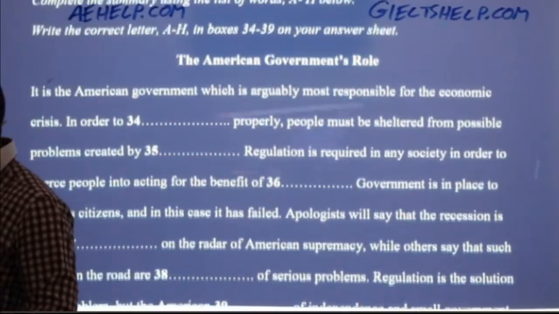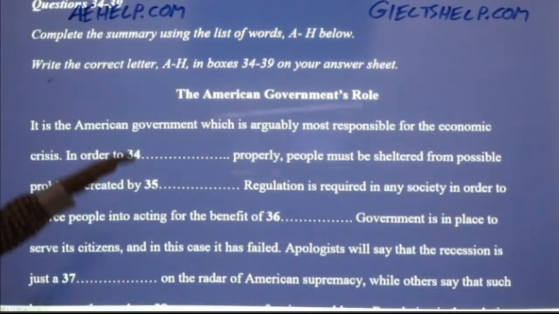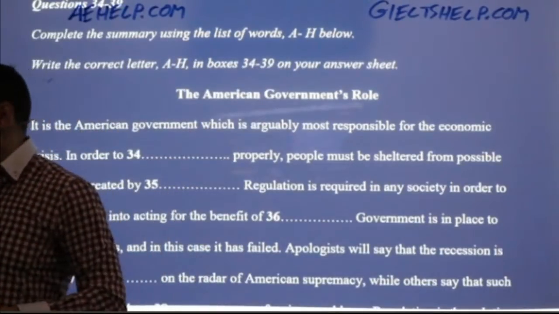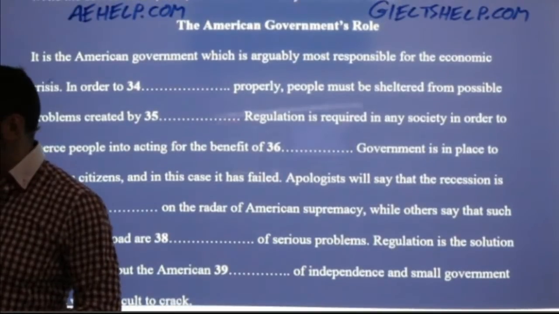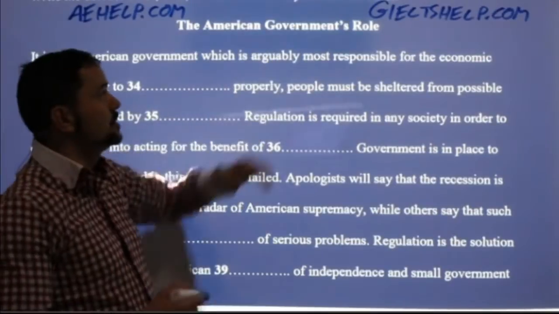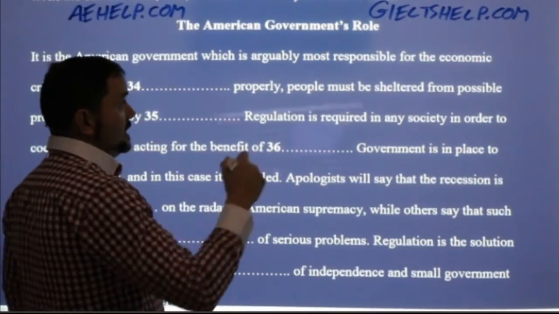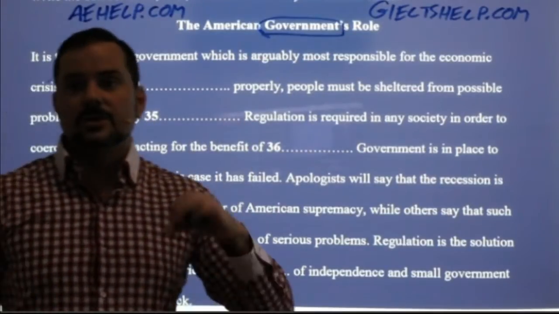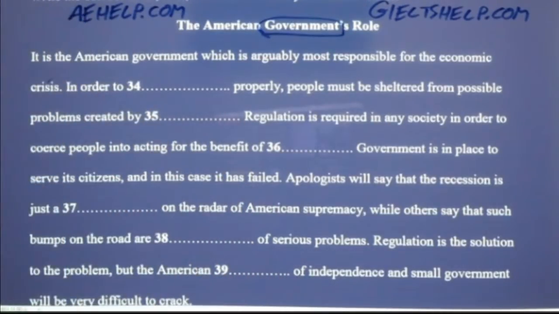Great. Here we have a summary using the list of words. I don't worry about the list of words, but I'm going to look at the summary because that's going to help me. The title of the summary is The American Government's Role. Okay, so I see something about banks and now something about governments. Okay, so banks and governments are going to be important here. All right. Okay, so I'm going to read this quickly. I'm not going to try to understand every word or pronounce every word. I'm just going to read it quickly.